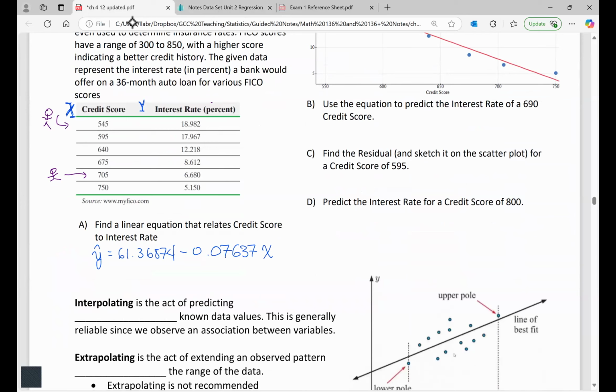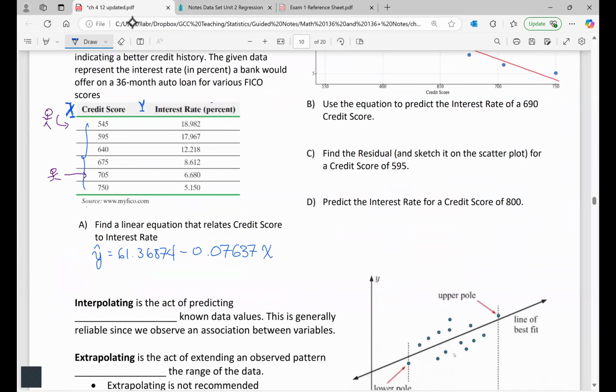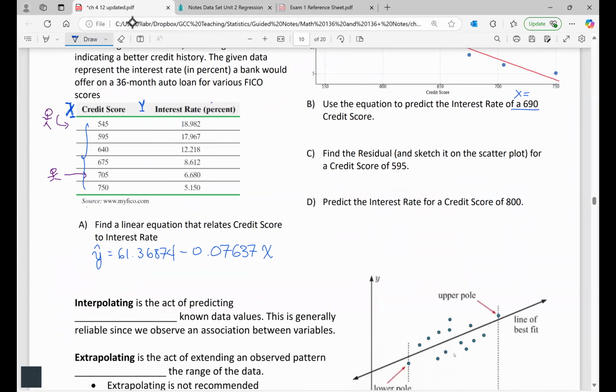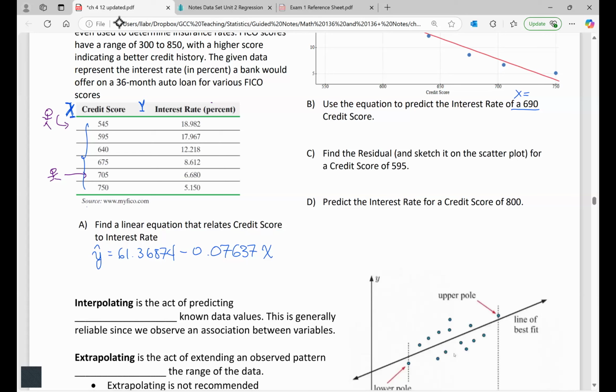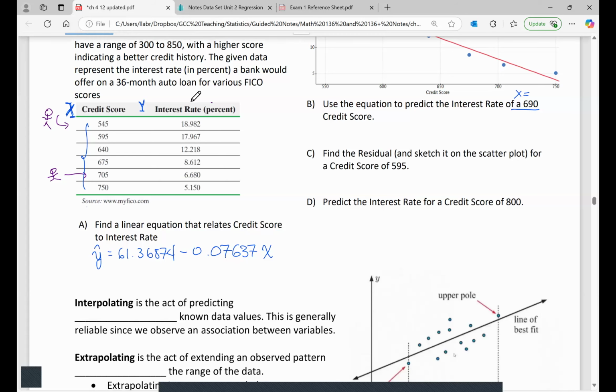All right, so let's go ahead and use this equation to predict the interest rate of a 690 credit score. So notice there was no credit score here that was 690. So that means credit score of 690. That means that X has to be 690 in that equation. So go ahead and give it a shot now and type in your answer.